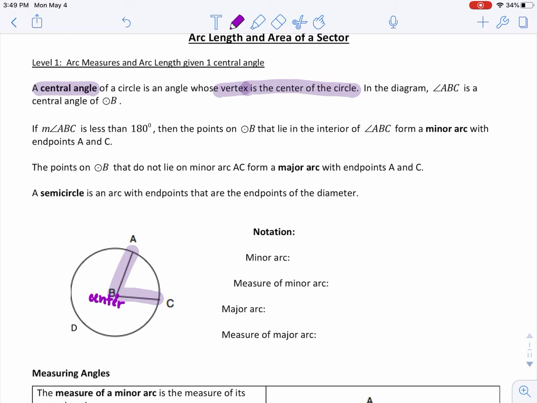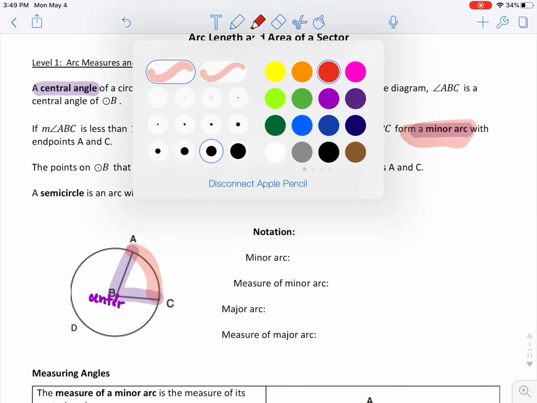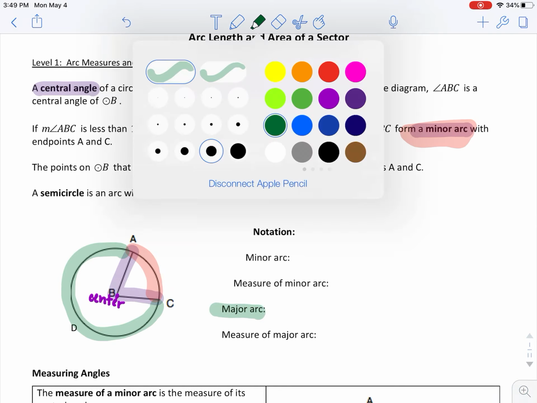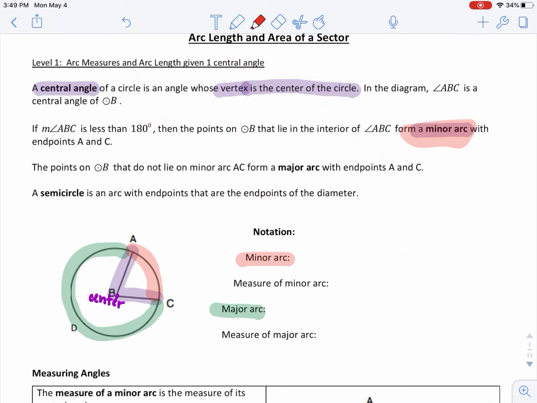That central angle then forms another vocabulary word, which is called a minor arc. I'll use a different color here for minor arc. In this picture, the minor arc would be that little arc right there, AC, okay? So that's formed on the inside right off of that central angle. The points that are not on that pink minor arc will be on this green part, which is called the major arc. So the major arc was the green part, the minor arc was that red part.